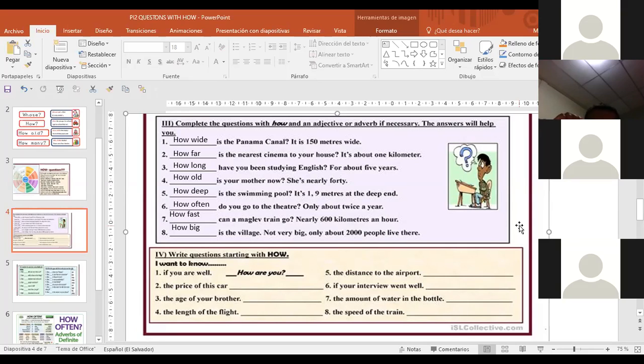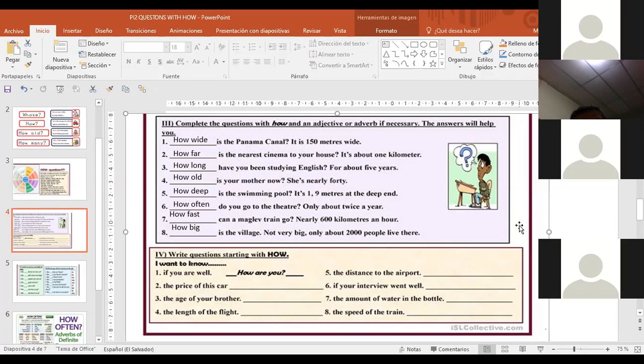How fast can a maglev train go? Nearly 600 kilometers an hour. Okay, how big is the village? Not very big. Only about 2,000 people live there. Okay, very good. So now it's your turn.